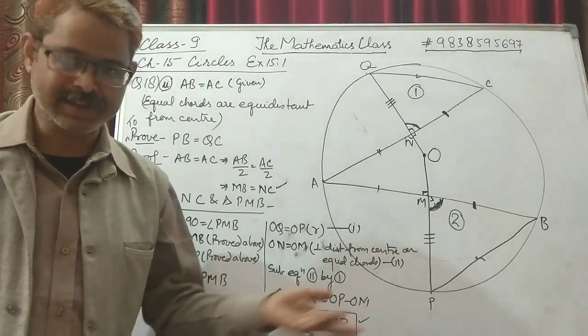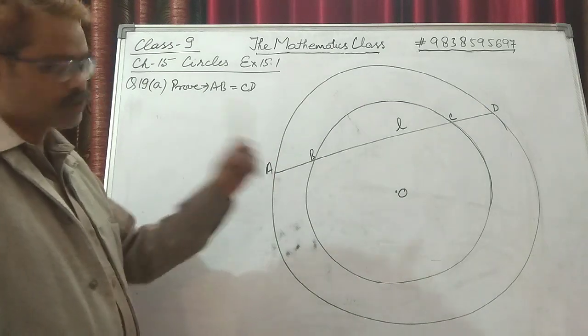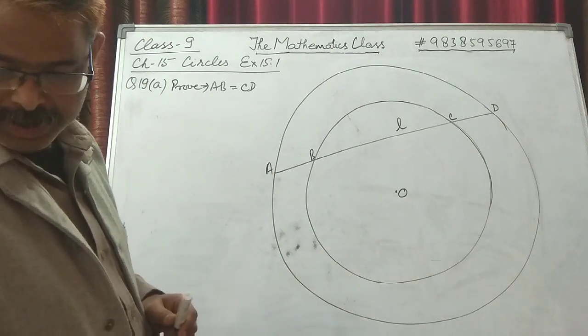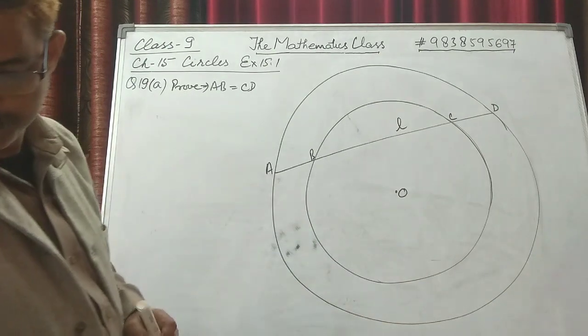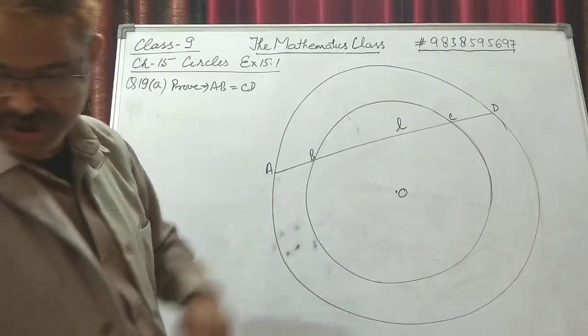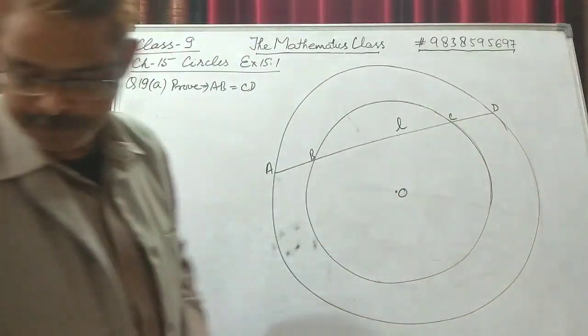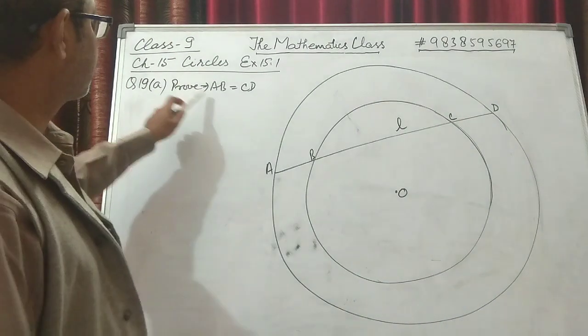Now we move on to the next. Now next question is question number 19. This is also based on the figure, so I'll just read out the question. In the figure given below, a line L intersects two concentric circles at the points A, B, C, D. Prove that AB is equal to CD.